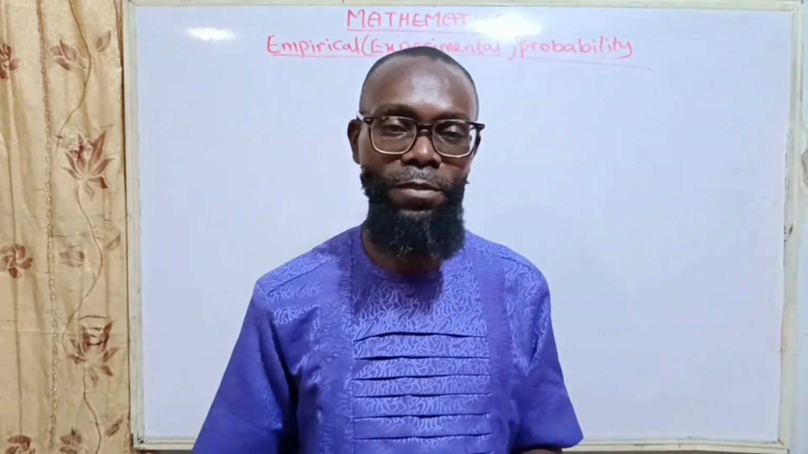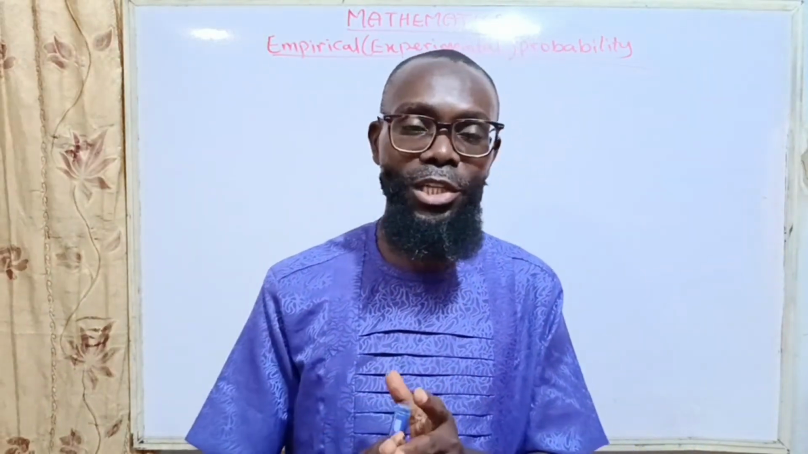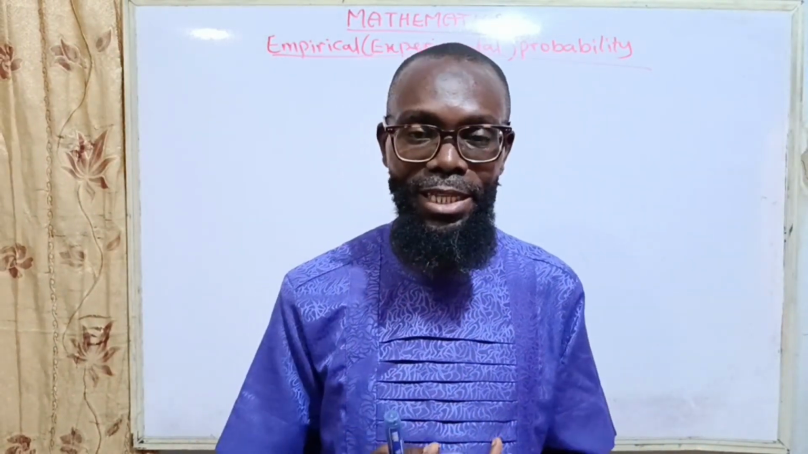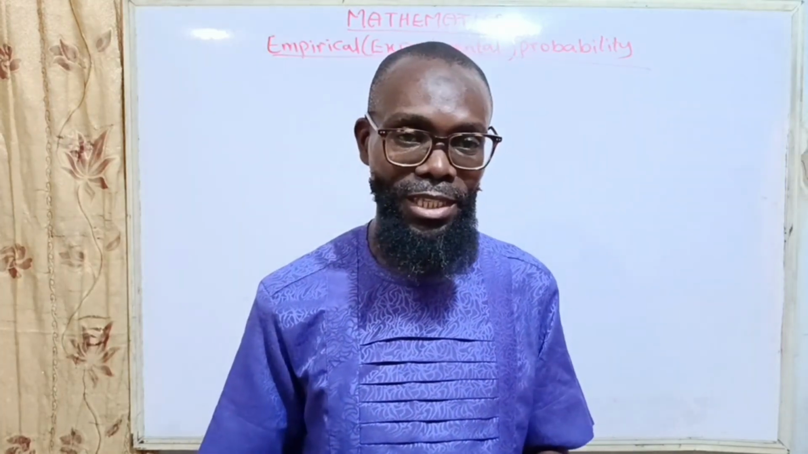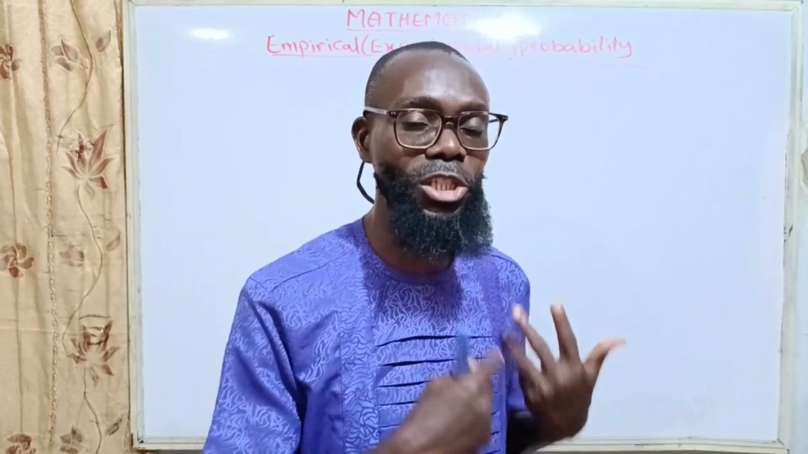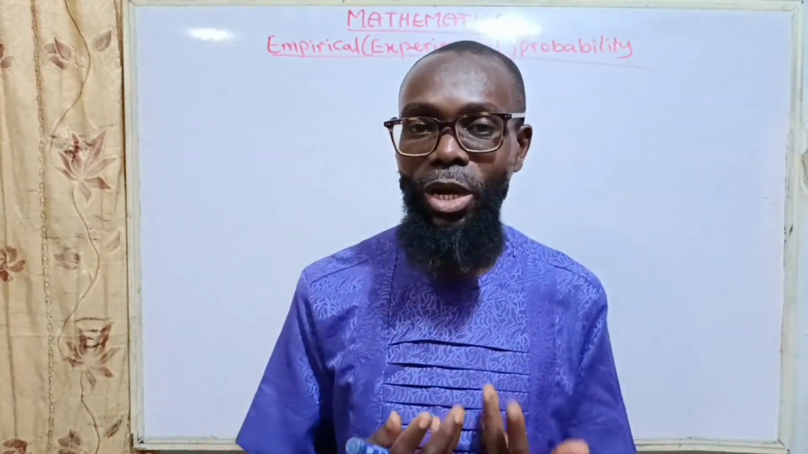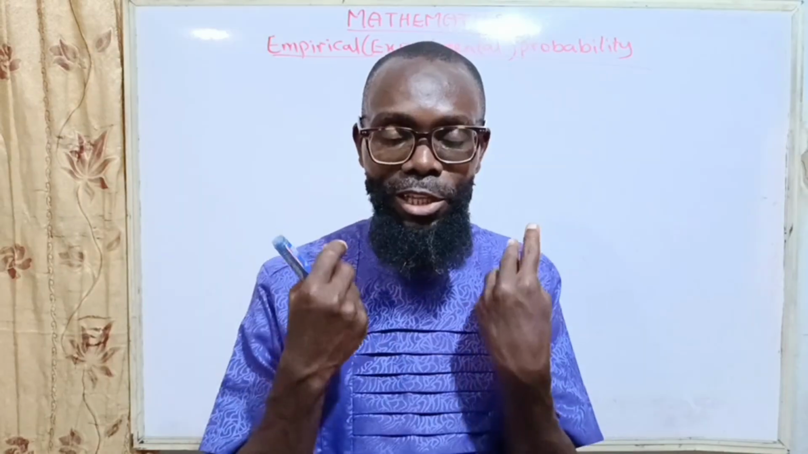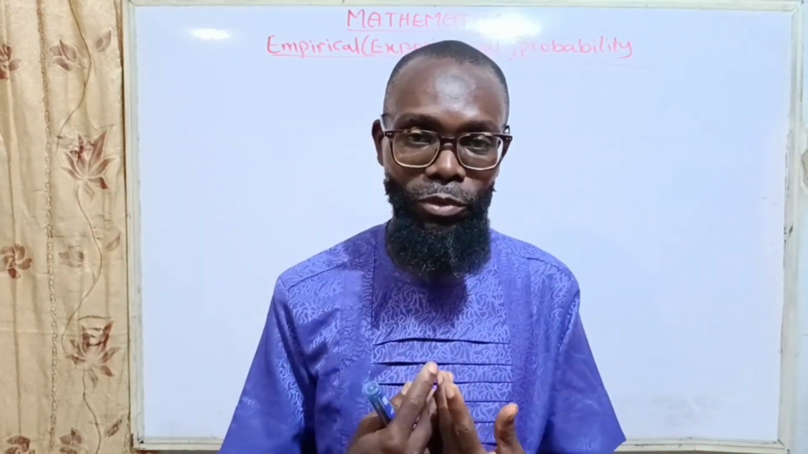Experimental probability is calculated using the results of an experiment that has been carried out many times. That is, the experiment has been carried out many times and the result has been proven. So we use the results to calculate the probability. Let us now buttress our point using different examples.